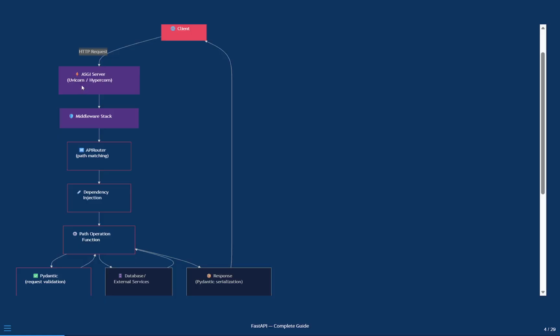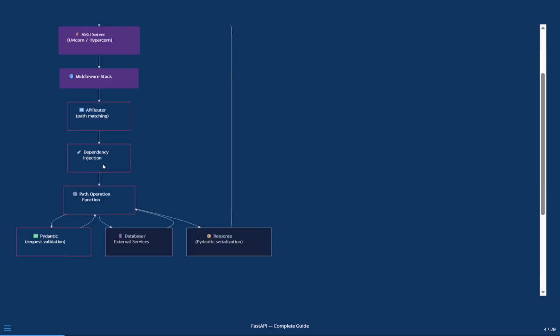From Uvicorn, the request enters the middleware stack, a chain of pluggable processors that run before and after your application logic. CORS, authentication tokens, request timing, compression, all handled here. The API router then does path matching. It reads the URL and HTTP method, finds the registered path operation function, and dispatches to it. Before the path operation function runs, FastAPI's dependency injection system resolves every declared dependency, database sessions, current user, permissions, and injects them into the function.